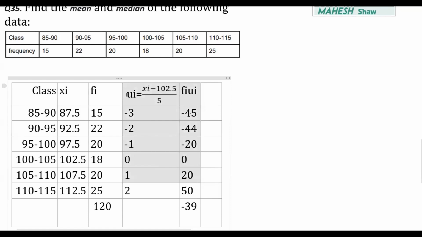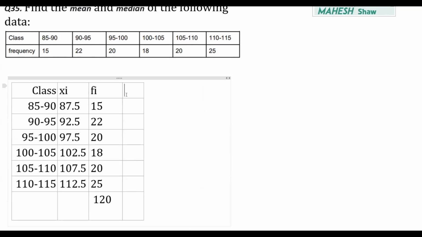We have calculated the mean, so I'm going to erase this. Now I'm calculating cumulative frequency. The cumulative frequency is 15. The next is 15 plus 22, or you may do it like this. So it comes out to be how much? 15 plus 22 should give you 37.